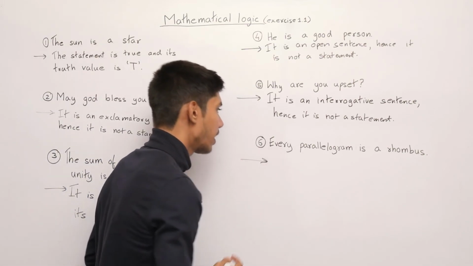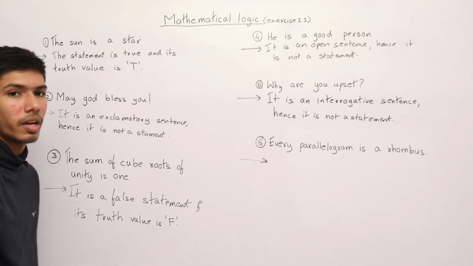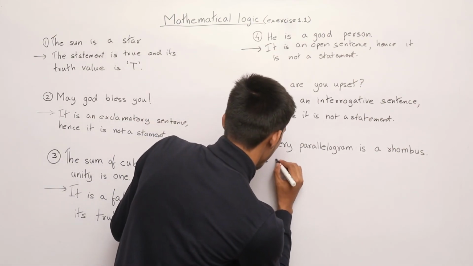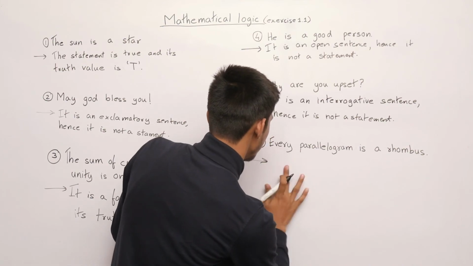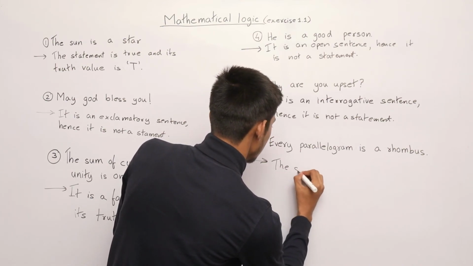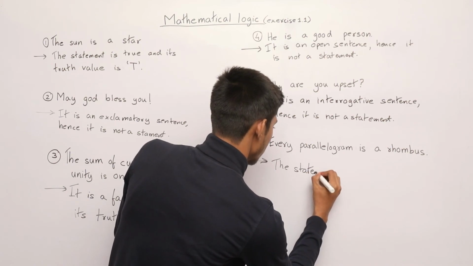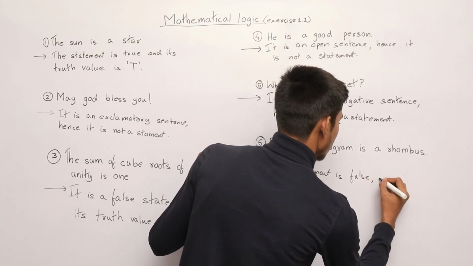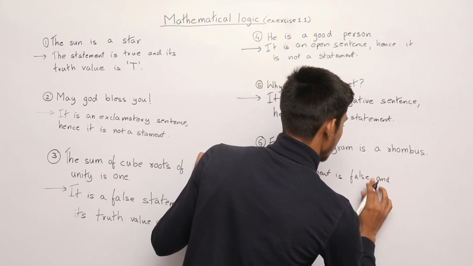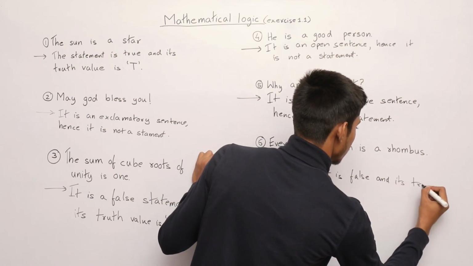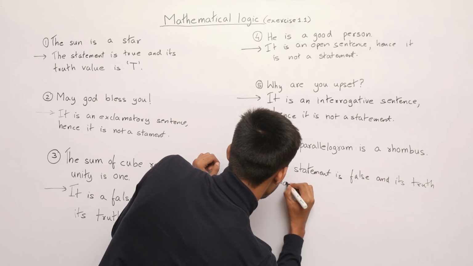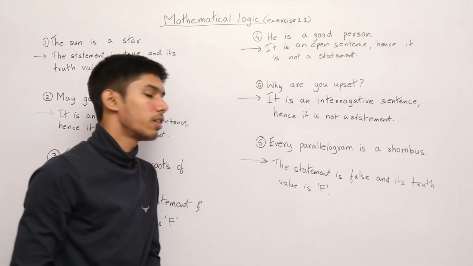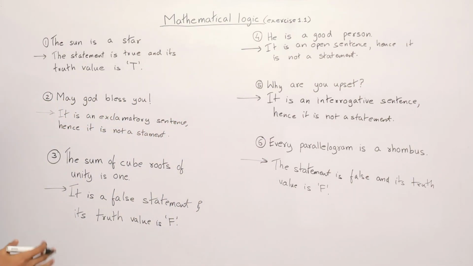Let's see the last sentence. What is this? Every parallelogram is a rhombus. Every parallelogram is a rhombus, but it is a false statement. Or we write it like this, the statement is false and its truth value is f. This is the first exercise of this chapter and it is very simple and basic.